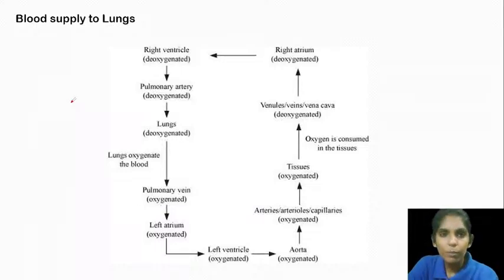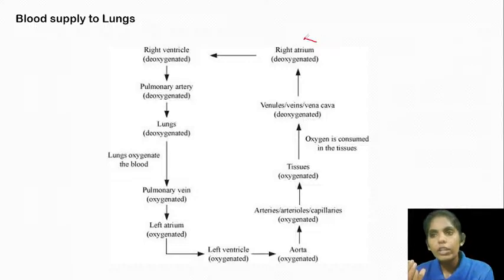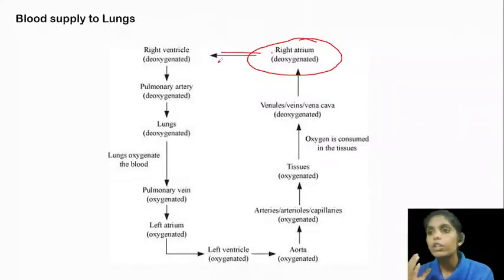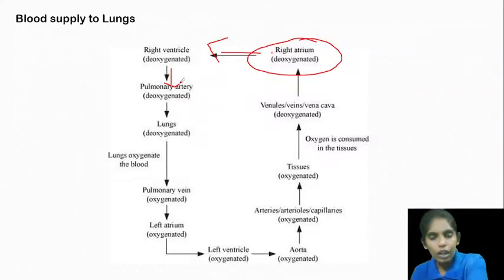Now let us know the blood supply, the pathway of the blood inside the lungs. So the right atrium contains the deoxygenated blood. That means the concentration of the oxygen in this blood is very low. So from the right atrium, the deoxygenated blood will enter into the right ventricle. From the right ventricle, it will enter into the pulmonary artery. So the pulmonary artery will transport the deoxygenated blood to the lungs.